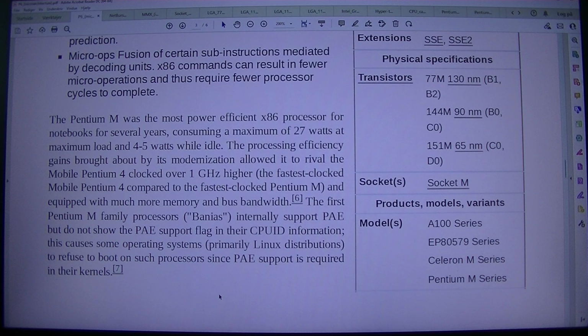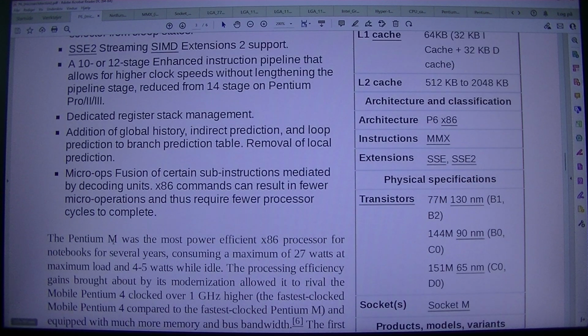144M, 90 nm, B0, C0. 151M, 65 nm, C0, D0. Socket: Socket M. Products, models, variants. Model: 100 series. EP80579 series. Celeron M series.